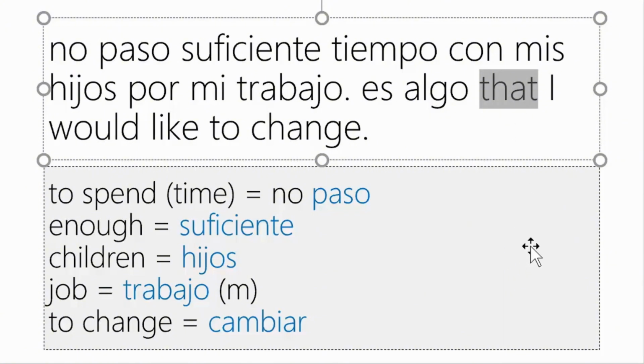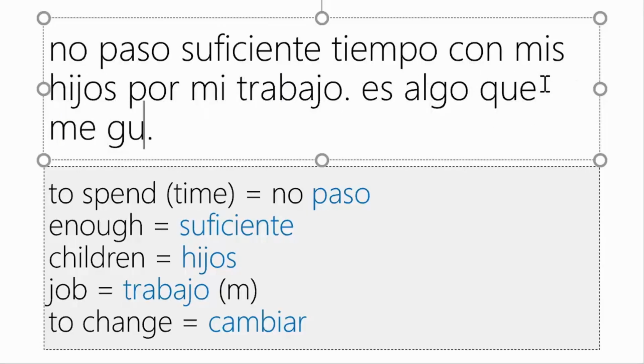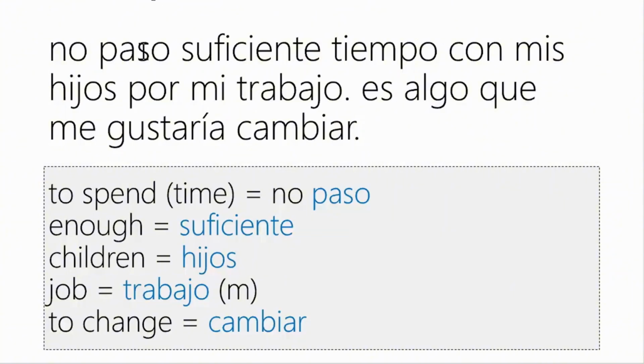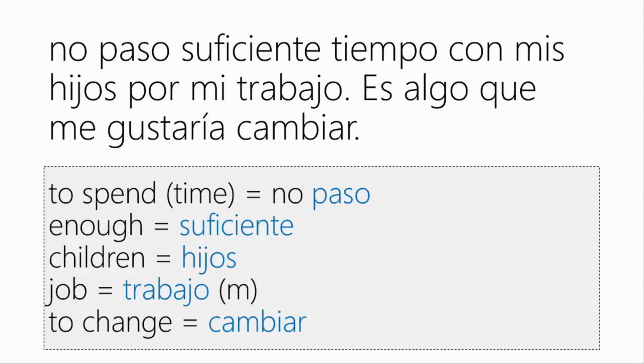So, es algo que I would like to change. Here we have modal verb structure. Very easy. Que me gustaría cambiar. So there again, we have our translation. No paso suficiente tiempo con mis hijos por mi trabajo. Es algo que me gustaría cambiar.